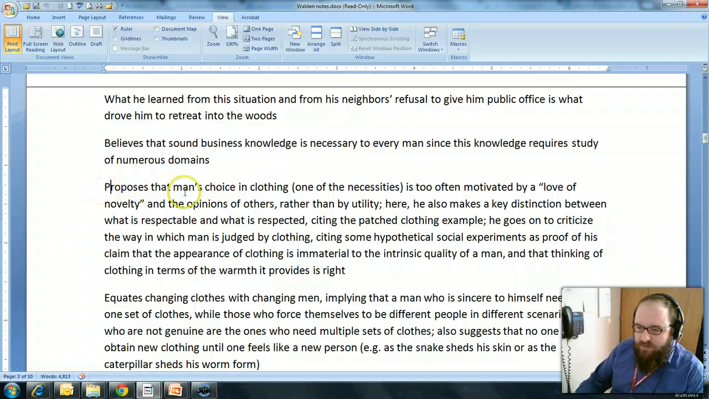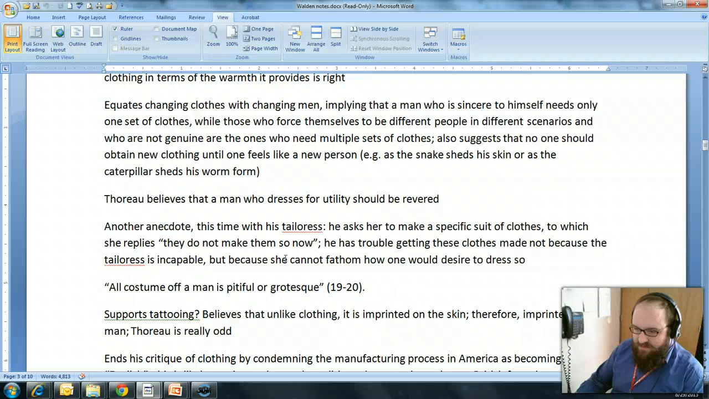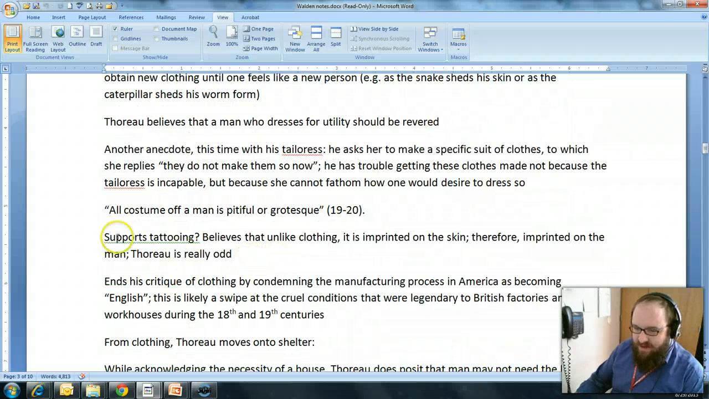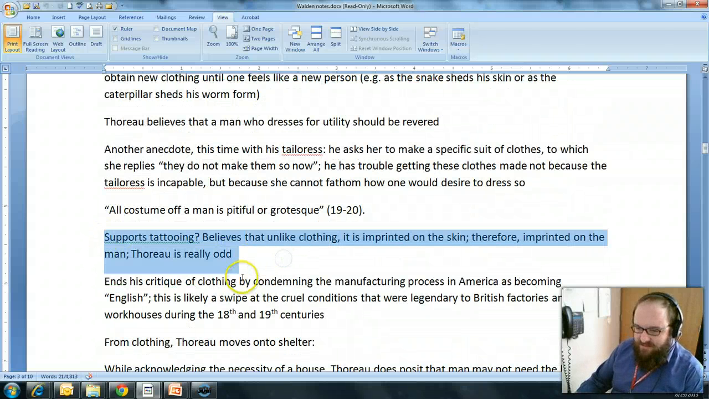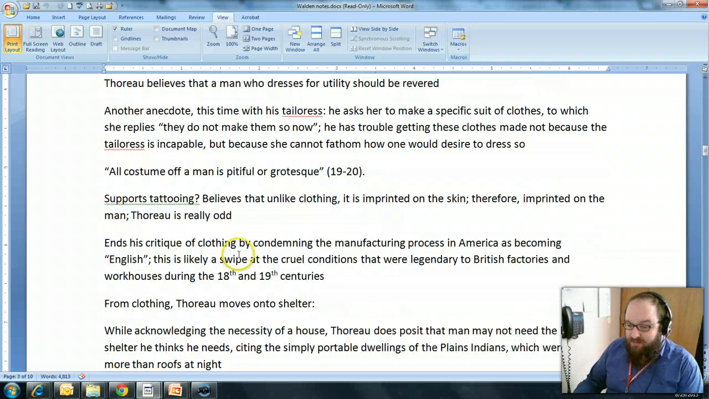Here we go. He proposes that man's choice in clothing, one of the necessities, is too often motivated by a love of novelty and the opinions of others, rather than by utility. Here he also makes a key distinction. He goes on to criticize. Let me find something that's more of a personal response. Something like this: he supports tattooing, believes that unlike clothing it is imprinted on the skin, therefore imprinted on the man. Thoreau is really odd. That was just my personal reaction when I read that.